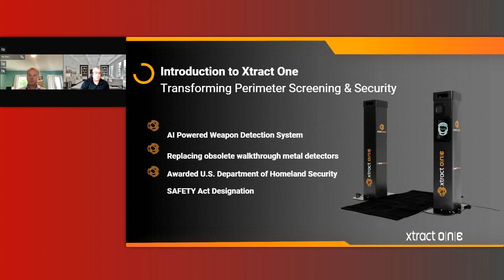At Extract One, we build a weapons detection system, very different, and intentionally in the words, we are not a metal detection system. This system is essentially a couple of pillars that sit on either side of a gateway or a door entering into a venue, whether that's a school or any other type of venue, using purpose-built sensors and AI software to discern the difference between benign objects like cell phones, watches, wallets, and keys, and things that are of concern like guns and knives.